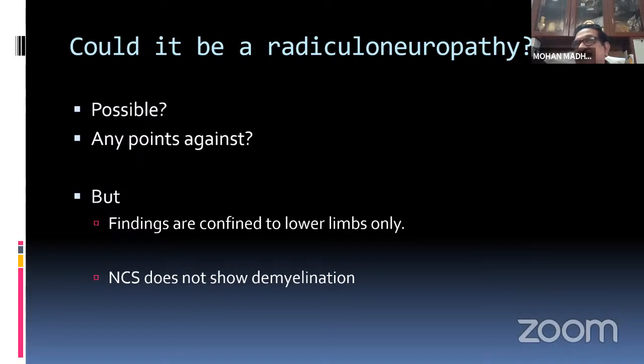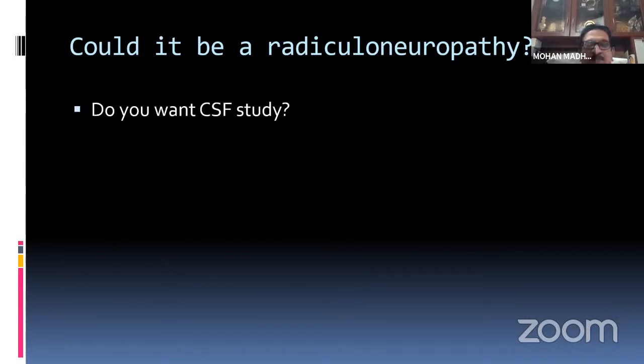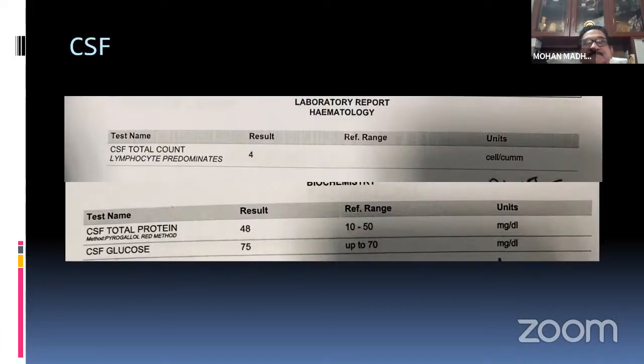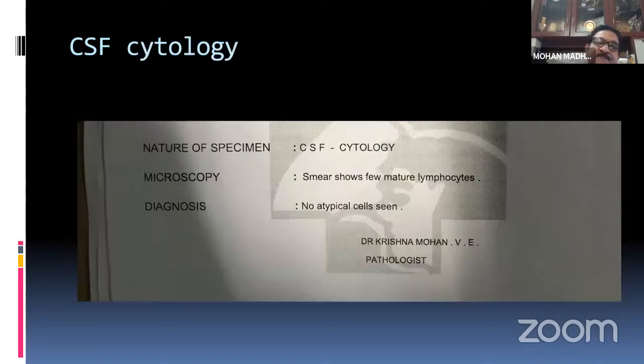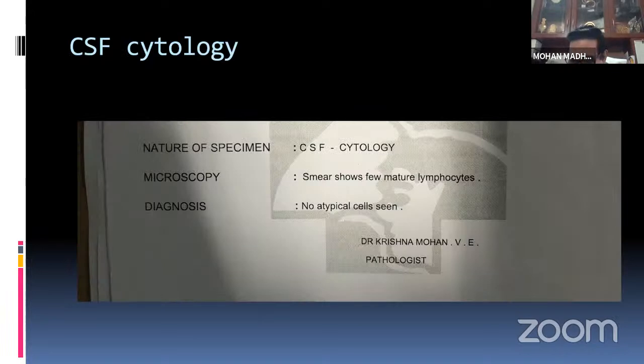NCS was showing predominantly axonal involvement. That makes it unlikely. But you can always argue that it could be a GBS variant. Now, so you want a CSF study, no? CSF was done, and CSF was normal. There is no elevated protein, no cells. Cytology, normal. So what else do you want?